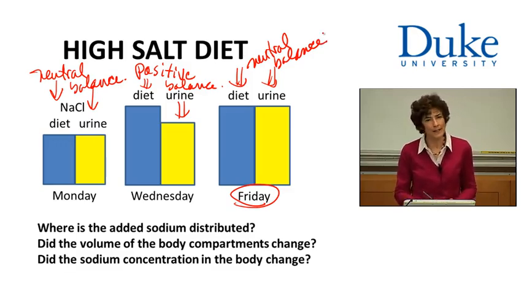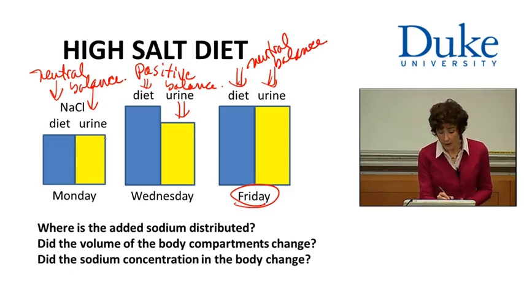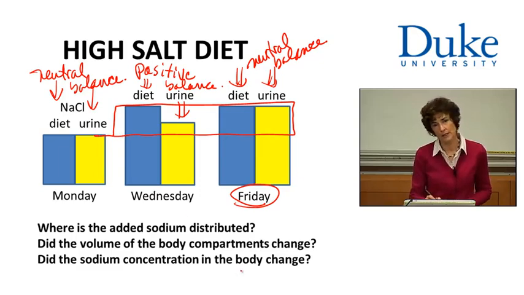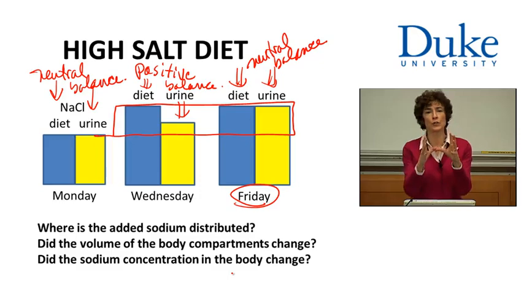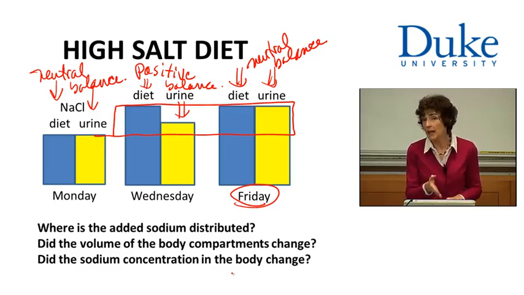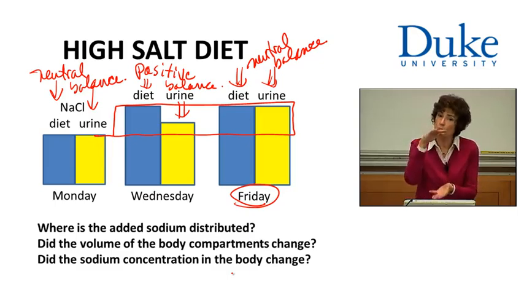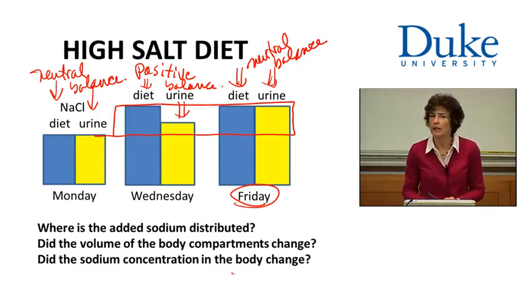We're under neutral balance, but look what's happened to the body. We've actually increased the content of sodium within the body. And I just finished telling you that the body wants to maintain a very tight, regulated amount of sodium within the ECF at all times. That's one of the regulated factors that the body is interested in keeping constant. And yet, with this diet, we have increased the total amount of sodium within the body. So how can we do that?